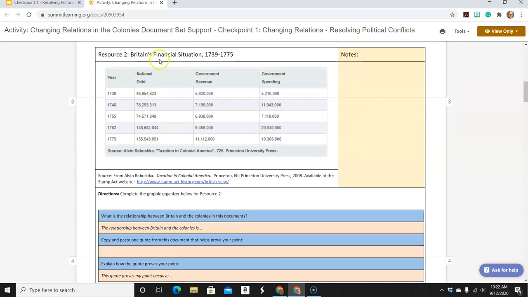Resource 2, Britain's Financial Situation, 1739 to 1775. All right, so at the beginning of the French and Indian War in 1755, the national debt for the British Empire was 74 million pounds, which is their dollar. By the end of the French and Indian War, that debt has doubled by roughly 70 million. That is a huge increase in debt for the British Empire.